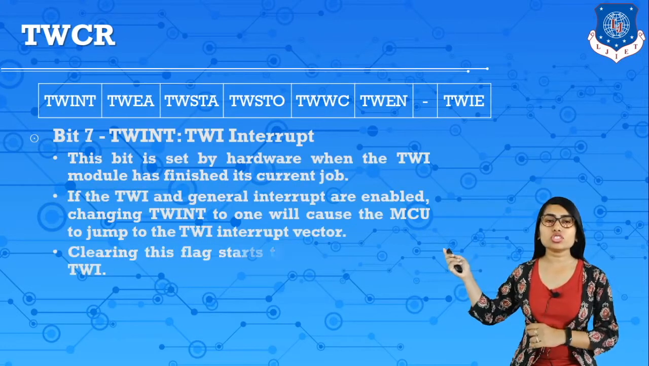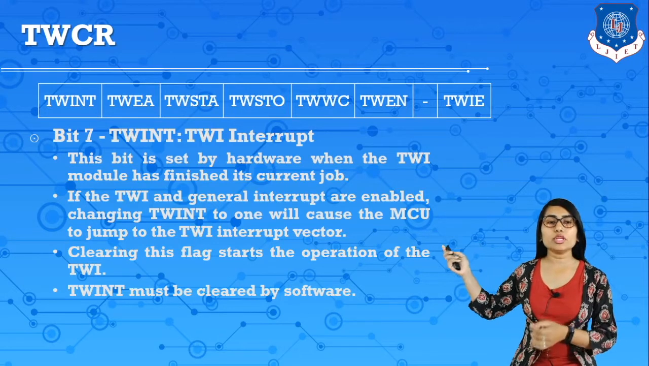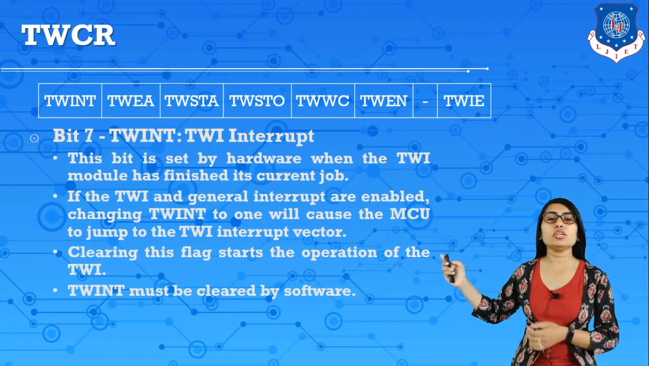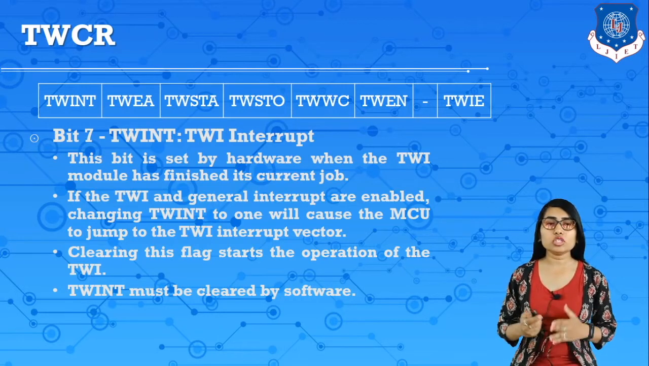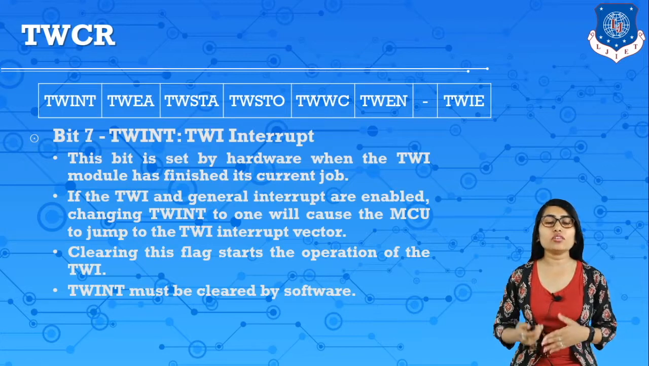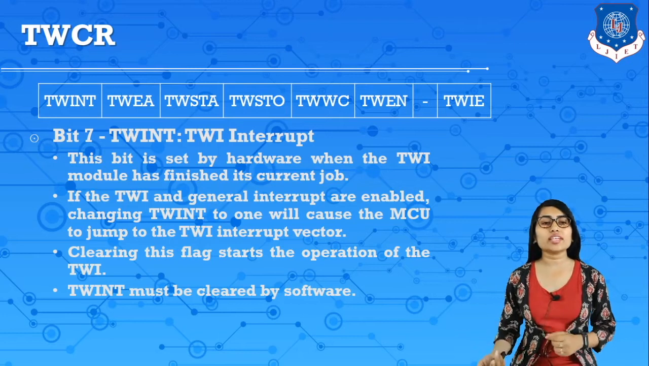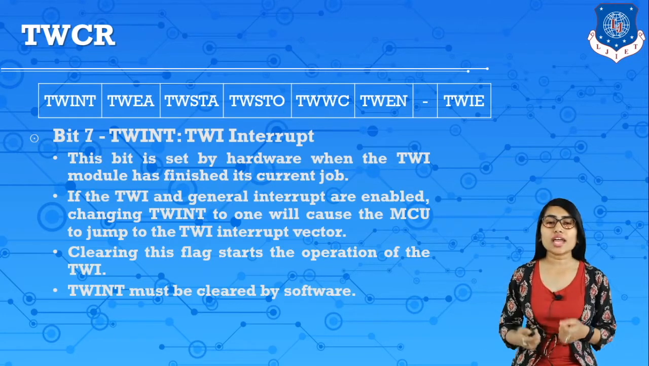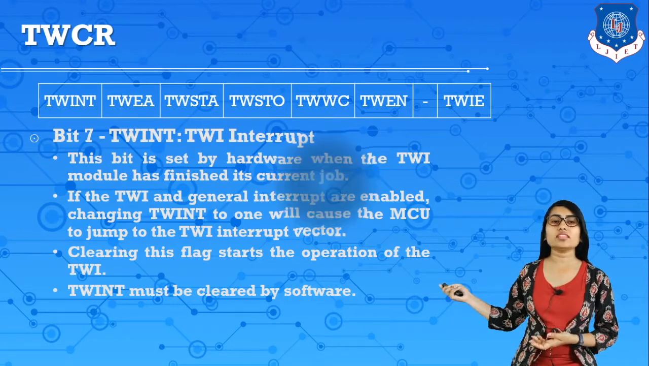TWCR contains different bits. First is TWINT, that is TWI interrupt. This bit is set by the hardware when the TWI module has finished its current job. If the TWI and the general interrupts are enabled, changing the TWINT to 1 will cause the MCU to jump into the TWI interrupt vector. To clear this flag and start operations of the TWI, TWINT must be cleared by the software.